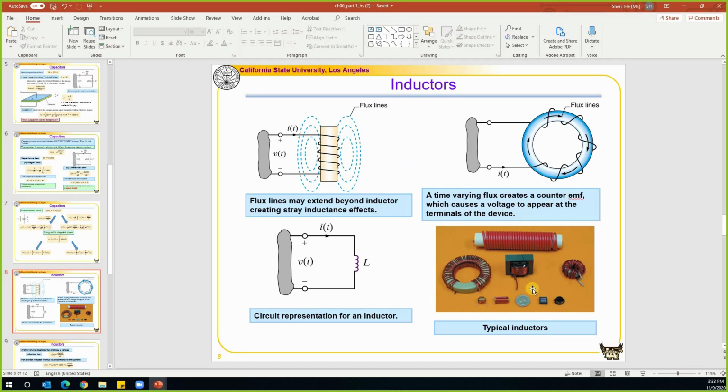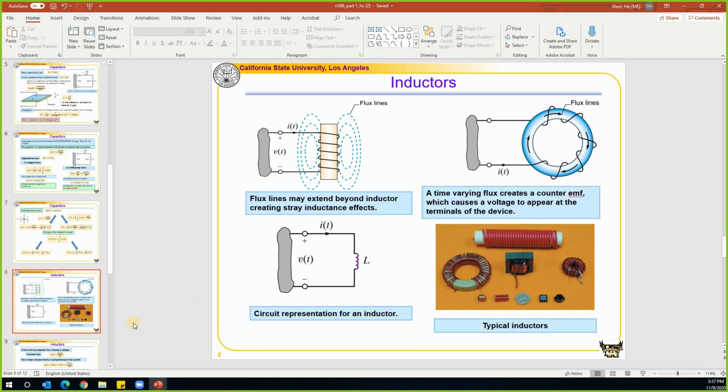And these are the typical inductors that you can see in circuits. An inductor is simply a coil, and this coil is typically made of copper. When we apply electricity to the coil, it will generate a magnetic field. A time varying flux creates a counter EMF, which causes a voltage to appear at the terminal of the device. And the circuit's representation of an inductor is similar to the way inductors are made. It looks like a coil.